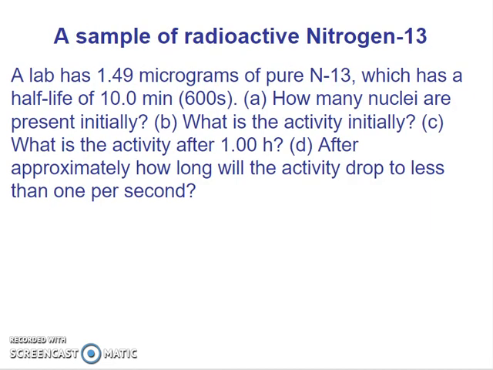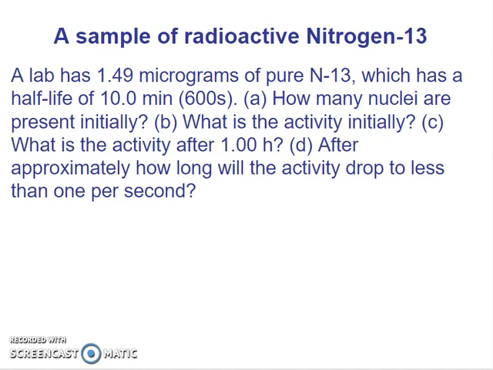Another practice problem can be found on page 931 in the Giambattista and Coley textbook, example 30-8. We have a sample of radioactive nitrogen-13, sample size of 1.49 micrograms, that's 10^-6. And nitrogen-13 has a half-life of 10 minutes, which we quickly convert into 600 seconds. This is nice because it has a couple more parts to the problem, A, B, C, and D.